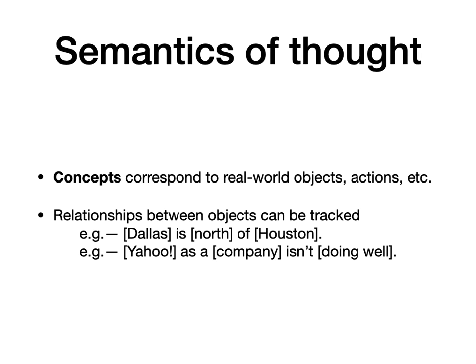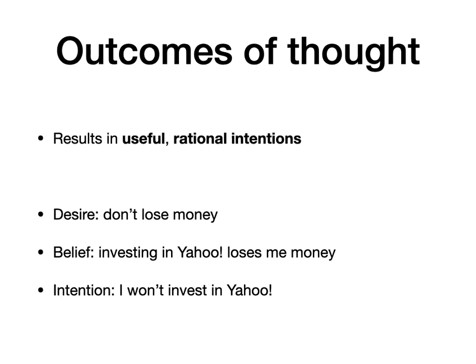Okay, so now we've discussed the semantics of this language of thought. We move these concepts as sentences around, and we try to produce something. What do we produce? Well, the outcomes of thought would be useful, rational intentions. Now, these can be momentary intentions like run to get the life preserver, or they can be more general things that you hang on to. Like, okay, here's a rational intention. Desire: don't lose money. Belief: investing in Yahoo loses me money. Intention: I won't invest in Yahoo, right? And that is a meaningful sentence in the language of thought that helps guide your behavior.